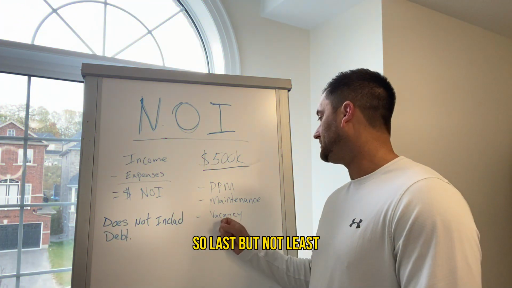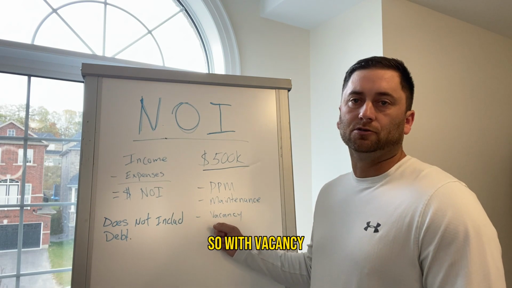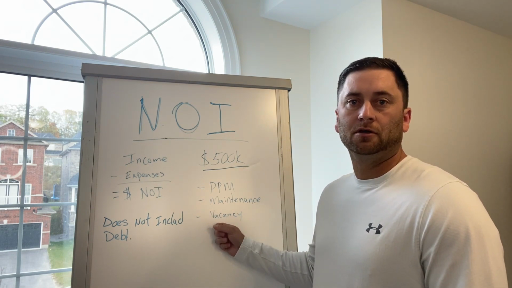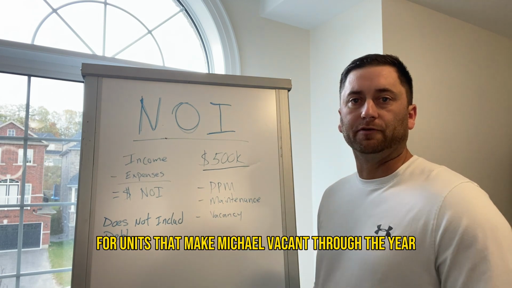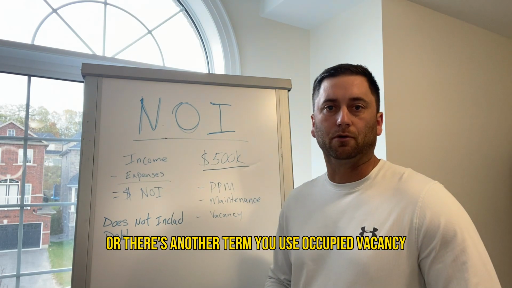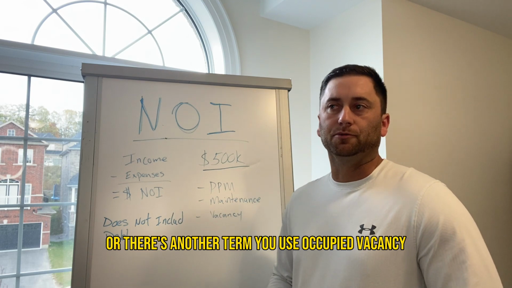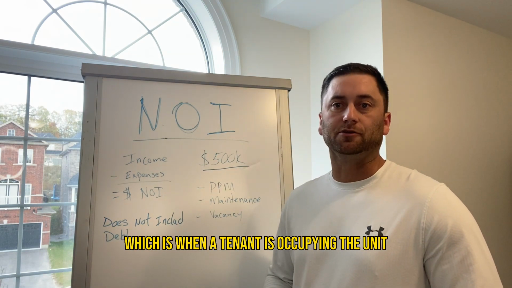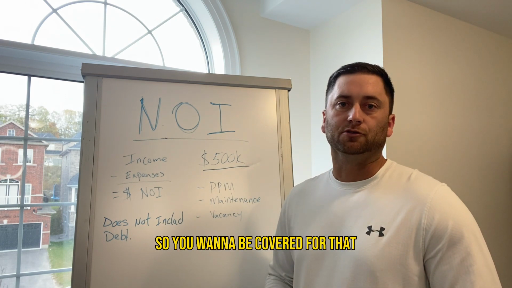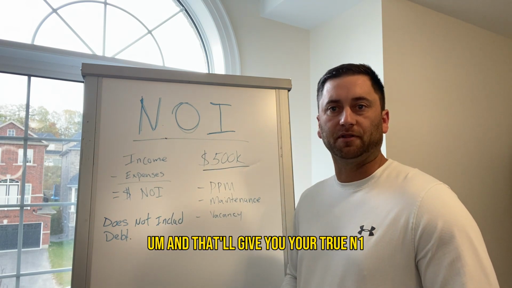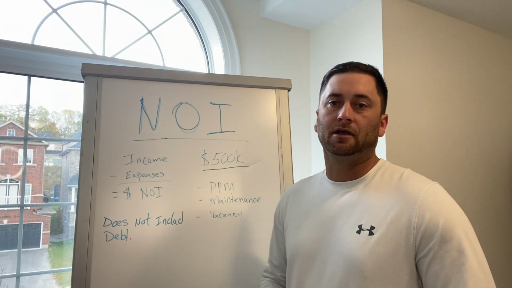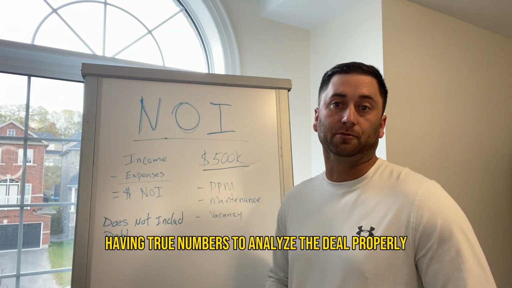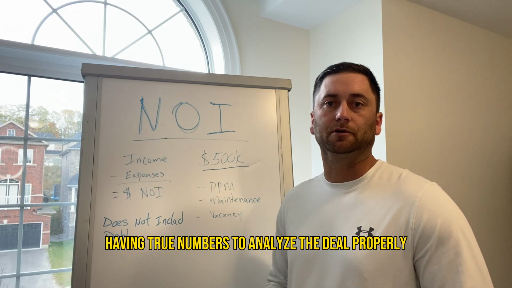So last but not least, we have vacancy. With vacancy, you want to include that in your NOI for units that might go vacant throughout the year, or there's another term you use, occupied vacancy, which is when a tenant is occupying the unit but not paying. So you want to be covered for that, and that'll give you your true NOI, and that's what you want to come up with, having true numbers to analyze the deal properly.